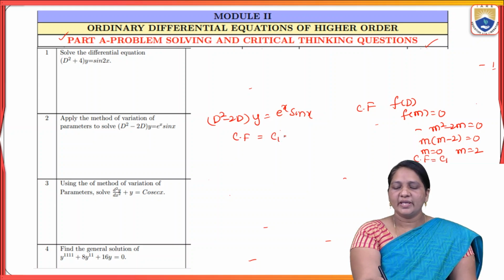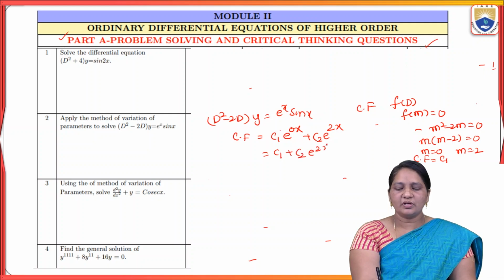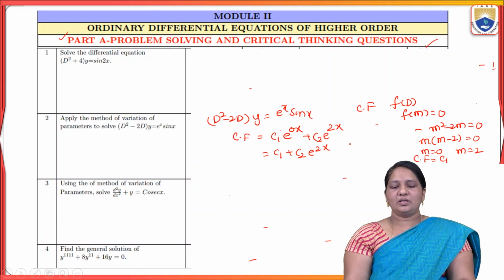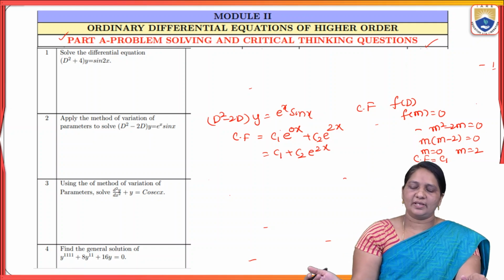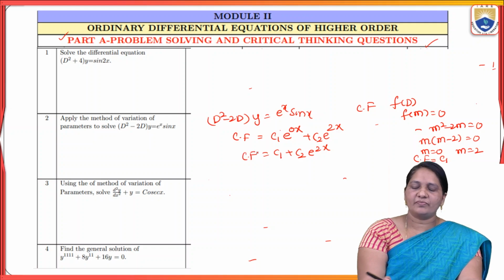c1 into e power 0x plus c2 into e power 2x. So this is c1 into e power 0x, which is 1, plus c2 into e power 2x. So here the complementary function is c1 plus c2 into e power 2x. This is our complementary function.